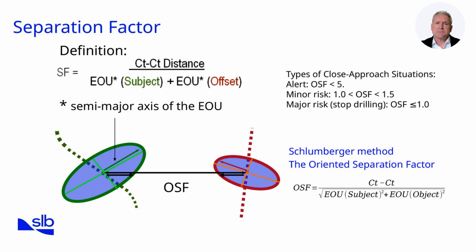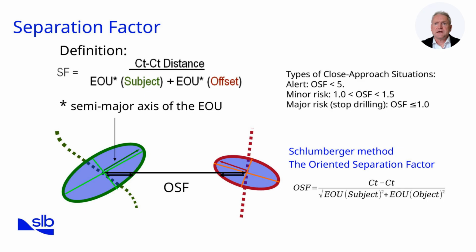When the oriented separation factor, OSF, is above 5, wells are considered safely separated. If the OSF falls between 1.0 and 1.5, it indicates minor risk requiring close monitoring and possibly corrective action. An OSF of less than or equal to 1.0 is deemed a major risk, and drilling must be halted to prevent potential collision. This framework ensures operators evaluate risk consistently and conservatively.